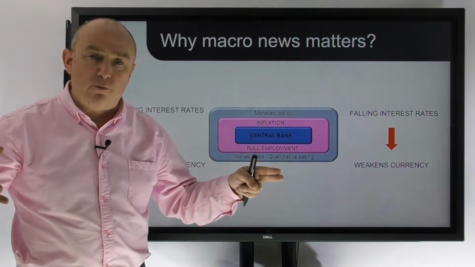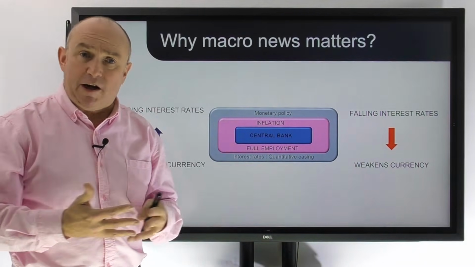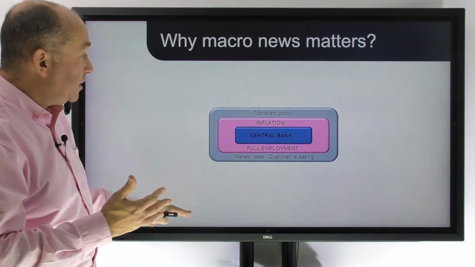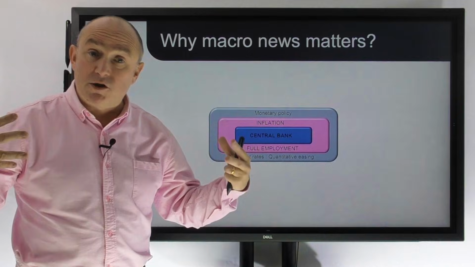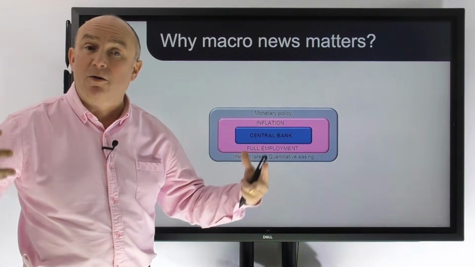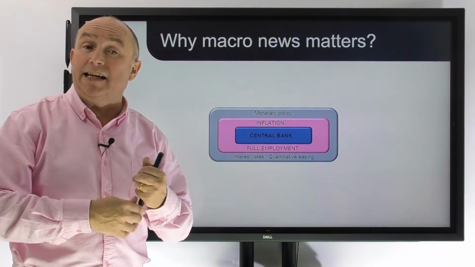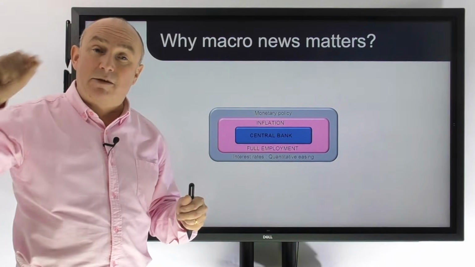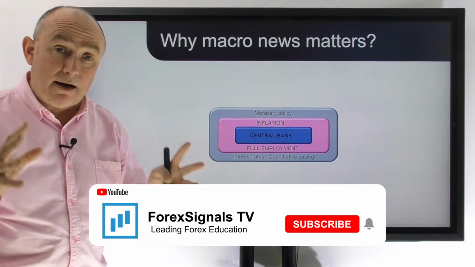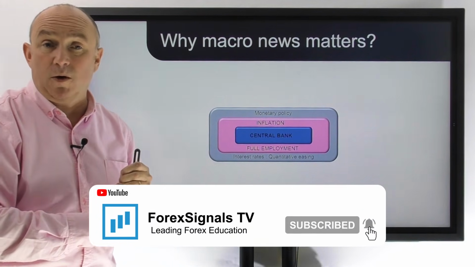So how does the central bank know what to do with interest rates? Well, the central bank does what you and I do. It looks at the news, it looks at the economy, it looks at the economic releases that are released throughout the calendar week and month. And that's exactly what we do as traders.